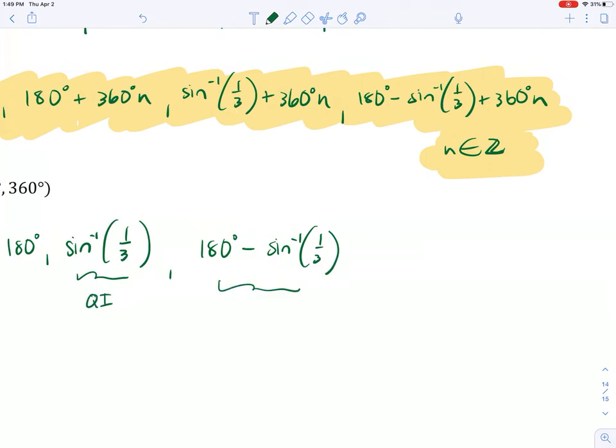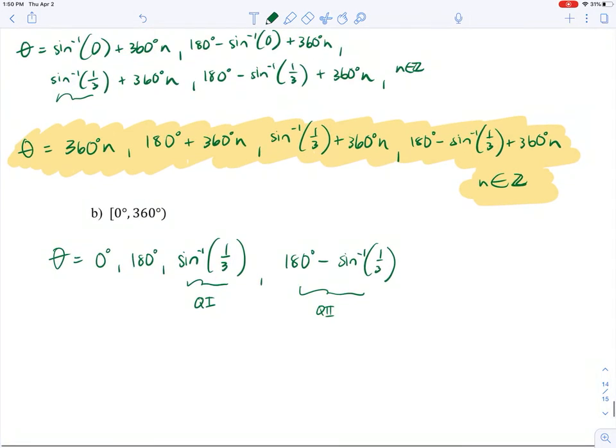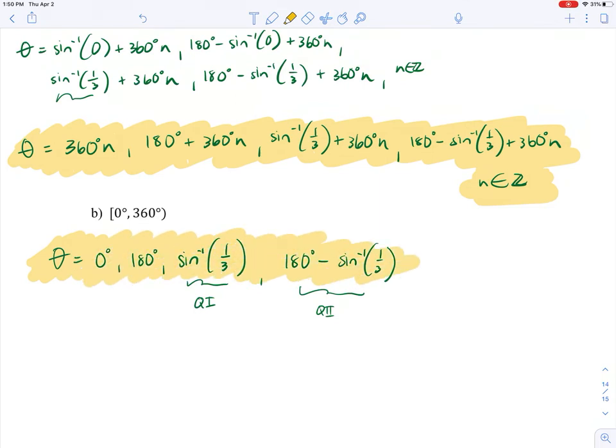So this would be an angle from quadrant 1. This would be an angle from quadrant 2. Okay. And if n were equal to 1, well, that would be an angle coterminal to that angle in quadrant 2 that would be outside the interval from 0 to 360. So these are all of our solutions. These are the exact values of the solutions. And you could pop the inverse sine of 1/3 into your calculator to get the approximation for that angle.